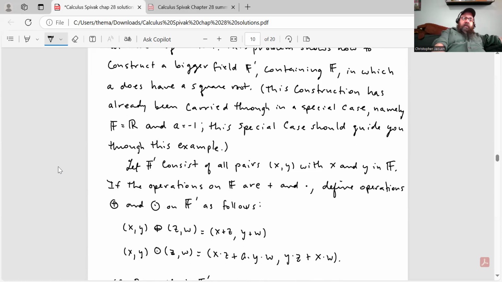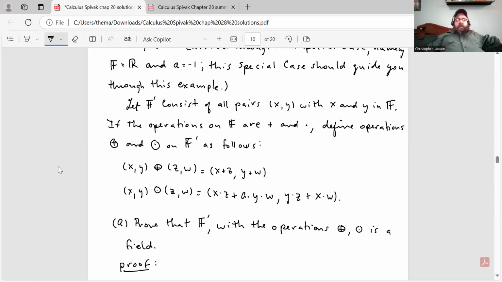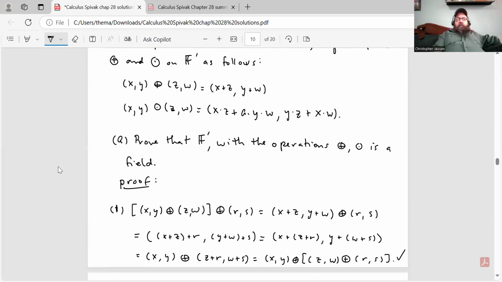Anyhow, let F prime consist of all pairs x, y with x and y in F. If the operations on F are plus and times, define operations plus with a circle around it and times with a circle around it. I'll just call it plus and times here, just so the language doesn't become too complicated, on F prime as follows. So (x, y) plus (z, w) is equal to (x plus z, y plus w), and (x, y) times (z, w) equals (xz plus ayw, yz plus xw). And in part A, Spivak wants us to prove that F prime with those operations is a field.